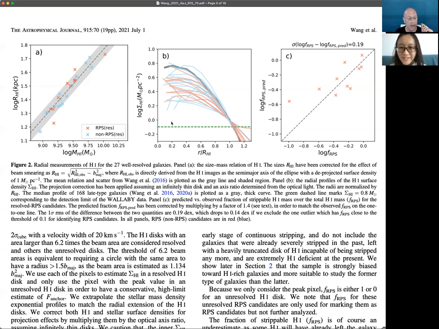What is the green dashed line? This green dashed line marks the detection limit in surface density we expect from WALLABY. But we do not directly compare. This is a guiding line, so that the surface density below that is less trustworthy.